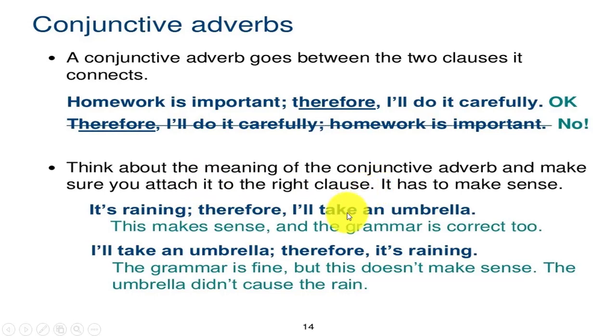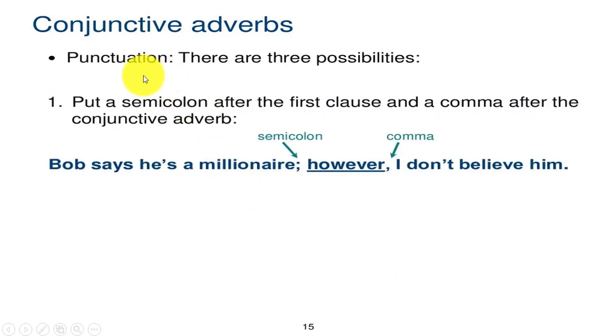It's raining. Therefore, I will take an umbrella. This makes sense, and the grammar is correct too. I will take an umbrella. Therefore, it's raining. The grammar is fine, but this doesn't make sense. The umbrella did not cause the rain. Okay, the punctuation.